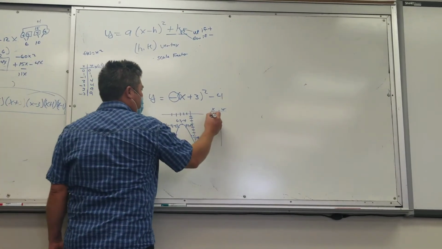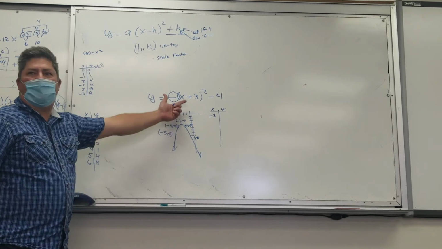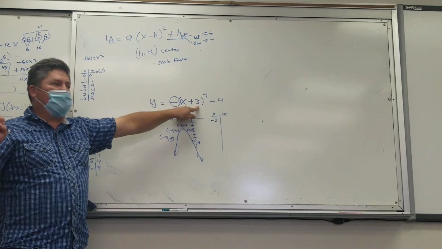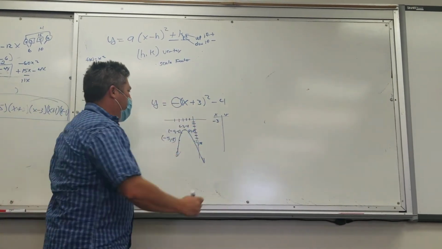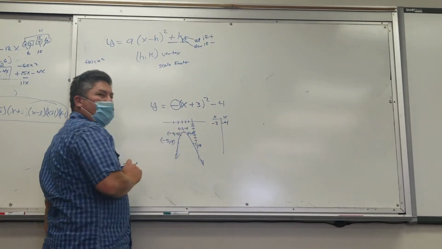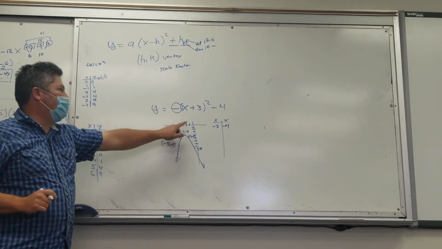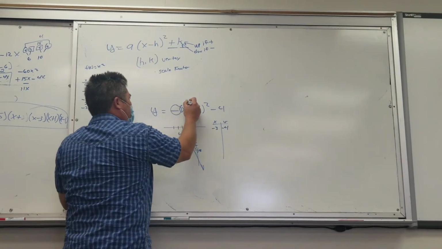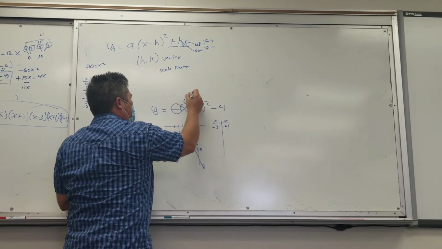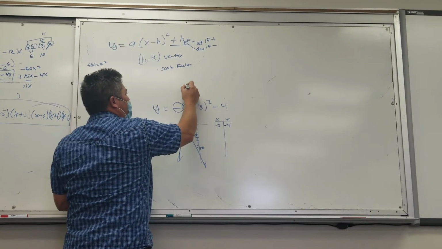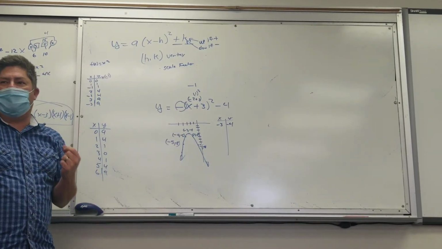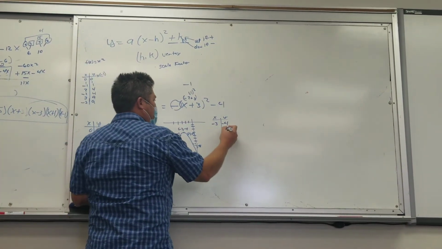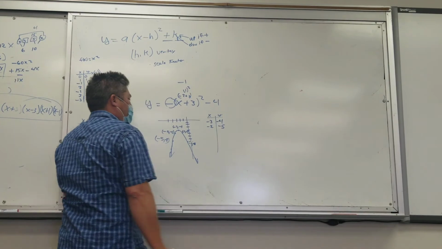Okay, let's put in -3. Leave it in this form and it actually makes it easier. What's -3 plus 3? 0 squared is 0, so -4. So that one's right, for sure. Let's try negative 2. What's negative 2 plus 3? Now this is important. Negative 2 plus 3 is 1. 1 squared is 1, but there's a negative in front, so I've got to make it what? Negative. So this is negative 1 minus 4, which is negative 5 when I put in negative 2.